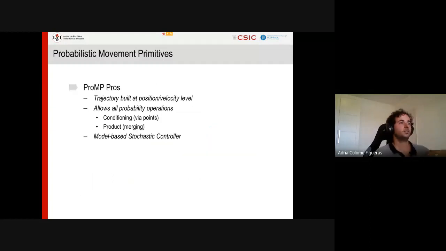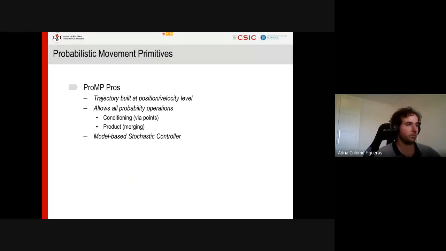And this also has other advantages. You build the trajectory at the position and velocity level, which is better than building at the acceleration level, which is noisy. And you can use all the probability operations on the distribution, like conditioning to a via point. You can make the product of different trajectories, which ends up merging them. You can shift from one to another. There are a lot of operations that you can do with them.